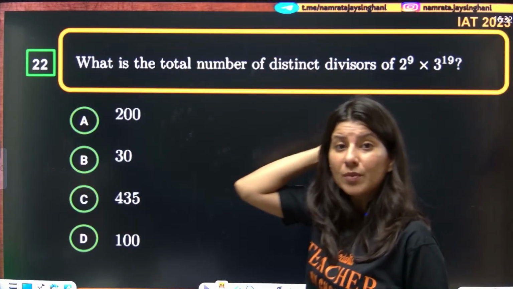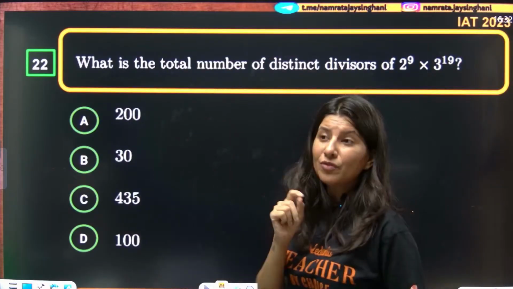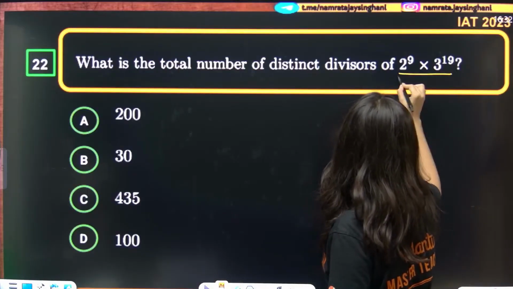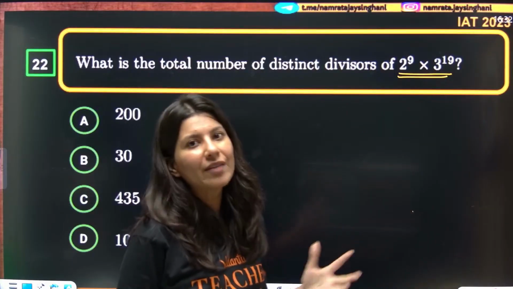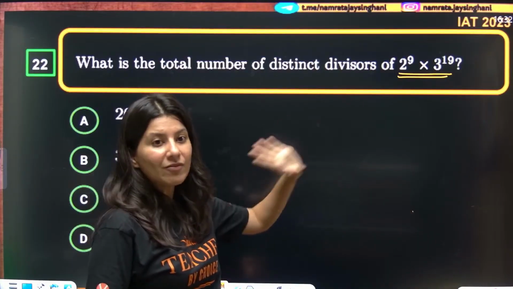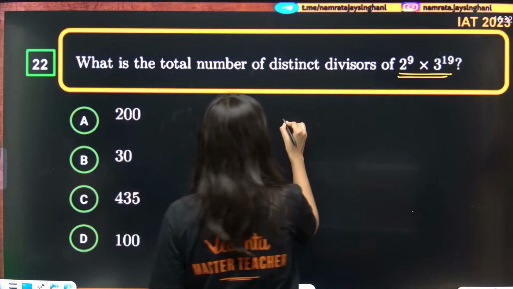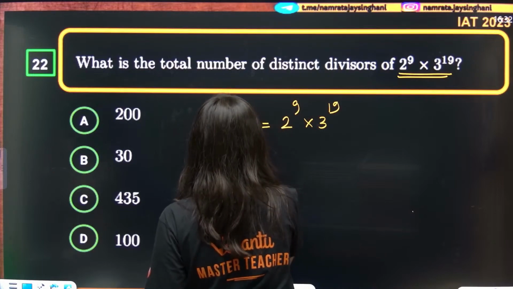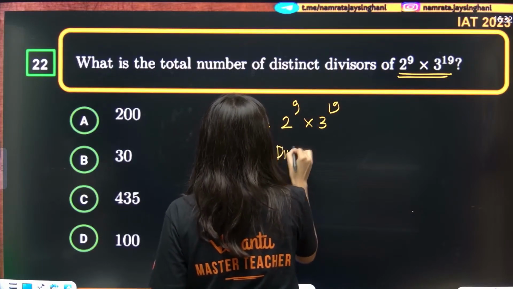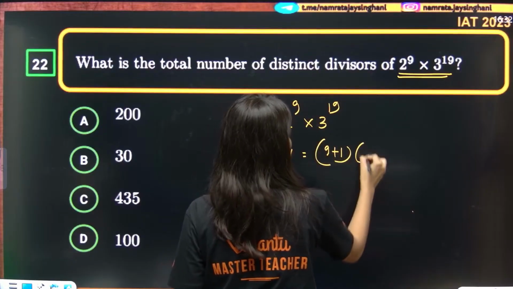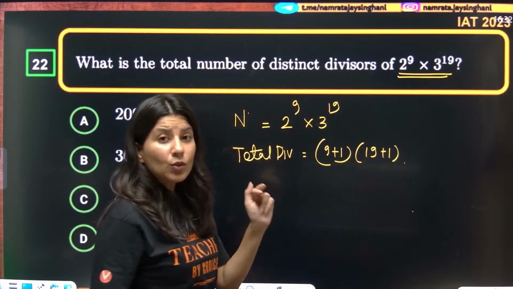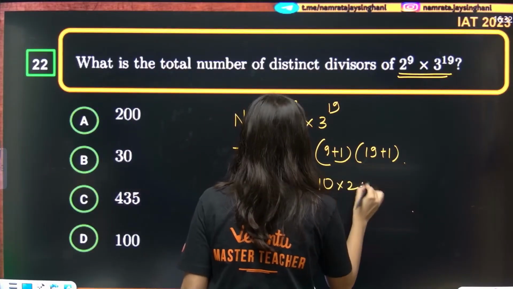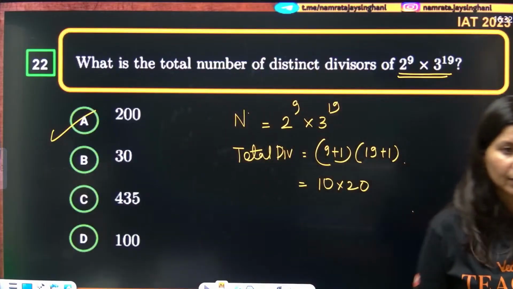Next question is based on permutation and combination, specifically how to find the total number of divisors of any number. So if you have any number, make sure that number is broken down into its prime factorization. Right now in front of you is the prime factorization of this number: 2 power 9 into 3 power 19. This is your n. So the total number of divisors equals 9 plus 1 multiplied by 19 plus 1. Just add 1 to the power of each prime number. 9 plus 1 is 10 and then 20. So 200 is absolutely correct. Okay.